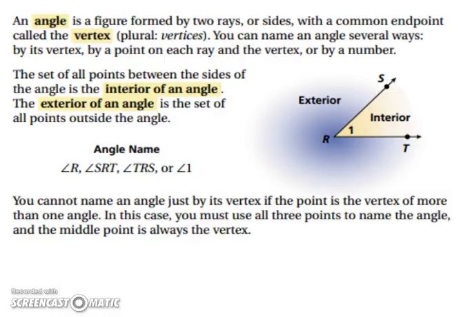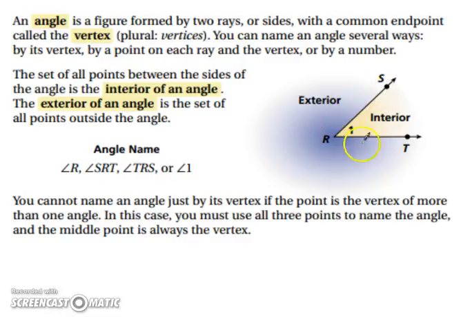An angle is a figure formed by two rays or sides with a common endpoint. Now, that endpoint is called the vertex. If you have multiple endpoints, we'll go with vertices. You can name an angle several ways: by its vertex, by a point on each ray and the vertex, or by a number.